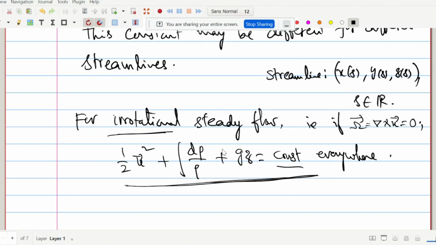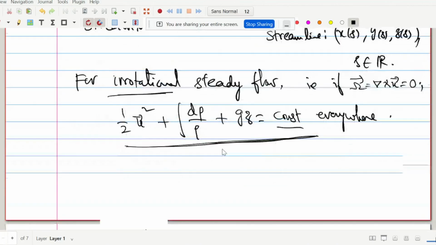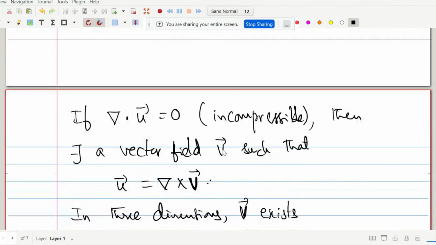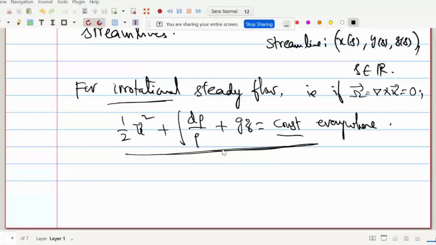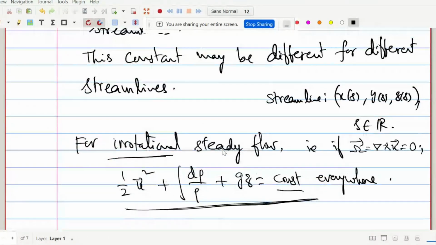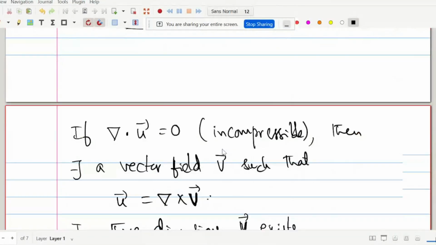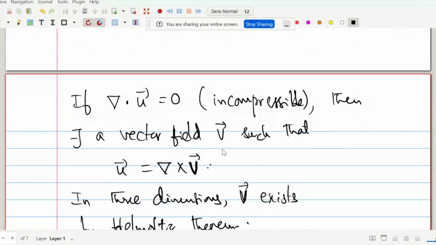Irrotationality, if you put it, the earlier time-dependent Bernoulli equation becomes this one. That is the constant that is everywhere. See what is happening, why do we need this one? This is entirely different. Up to this point, it is a different concept. Yesterday I suddenly started something. I should have told where we are.